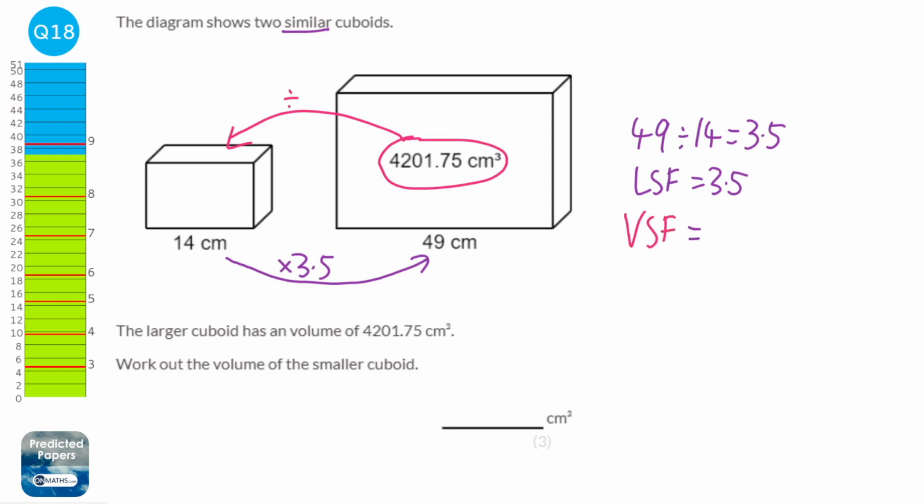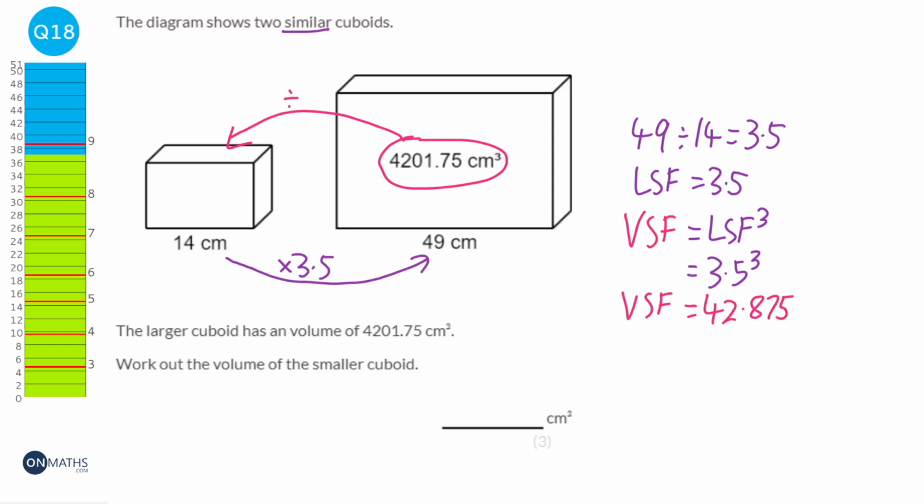But the volume scale factor is going to equal the linear scale factor cubed, because volume has 3 dimensions. Therefore it's going to do the linear scale factor 3 times in a row, times 3.5, times 3.5, times 3.5, or 3.5 cubed. So the volume scale factor, we're just going to cube that 3.5, and we get 42.875. And so on our calculator, we're going to do 4,201.75 divided by the 42.875, and we get the answer 98.